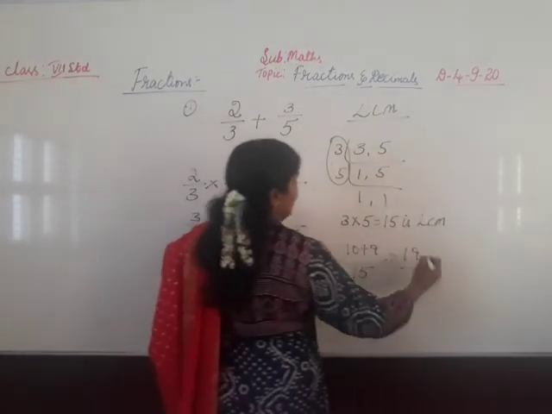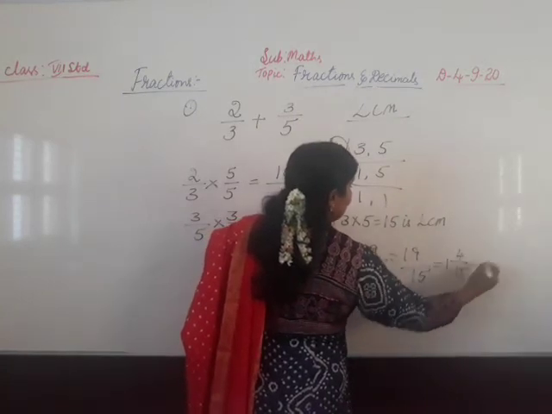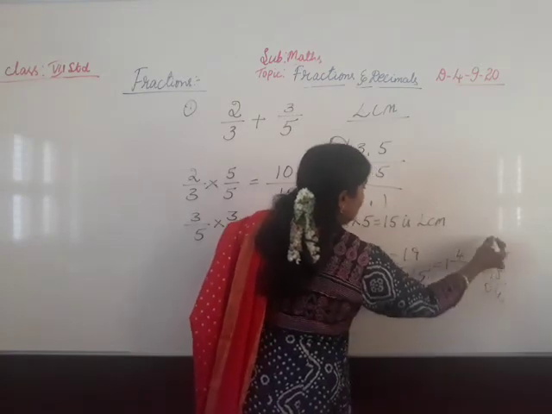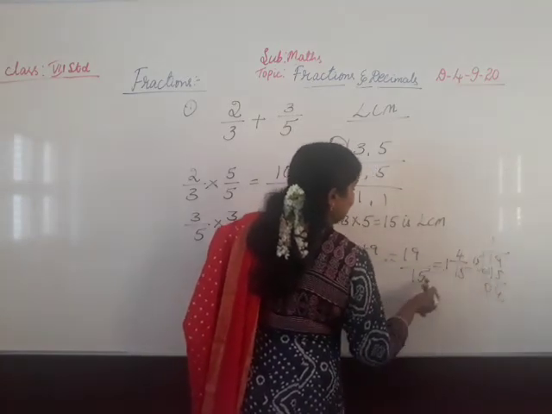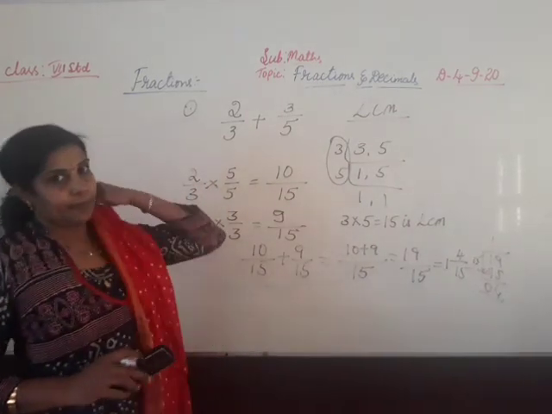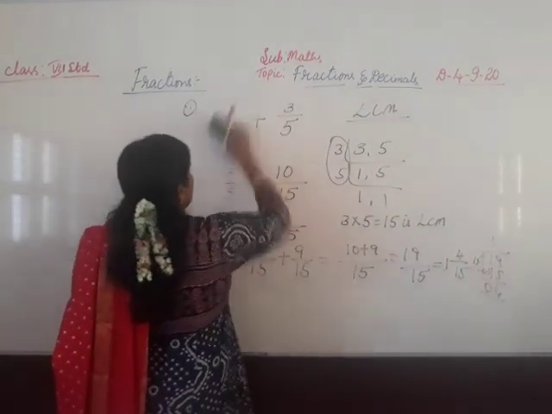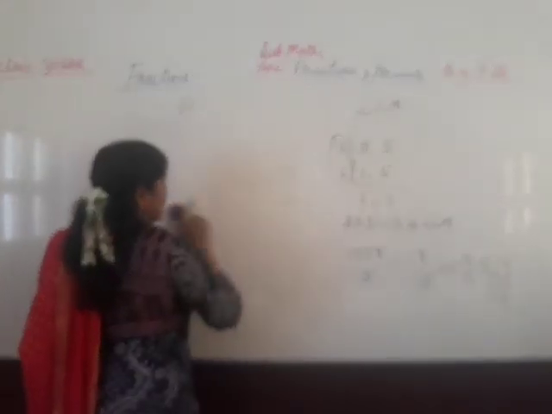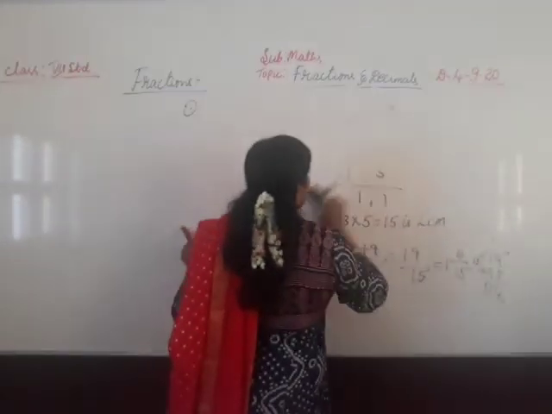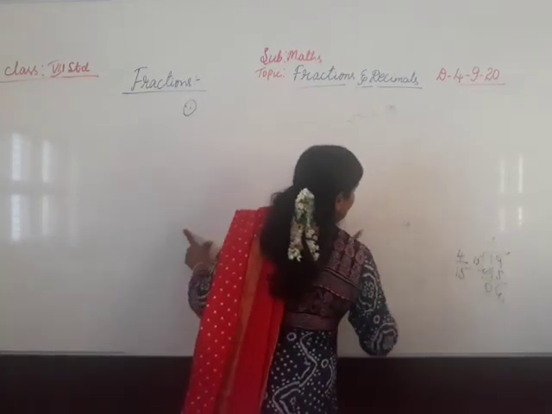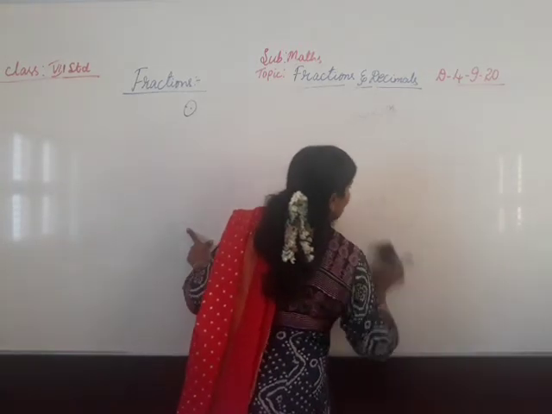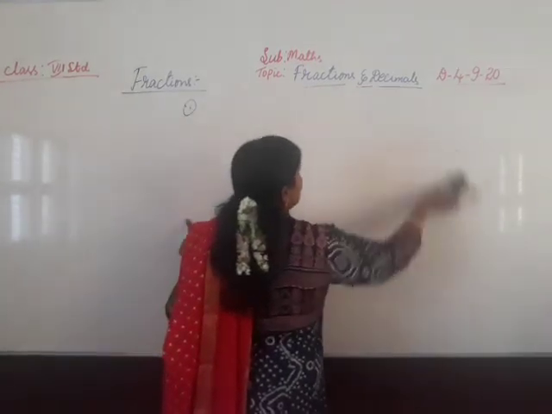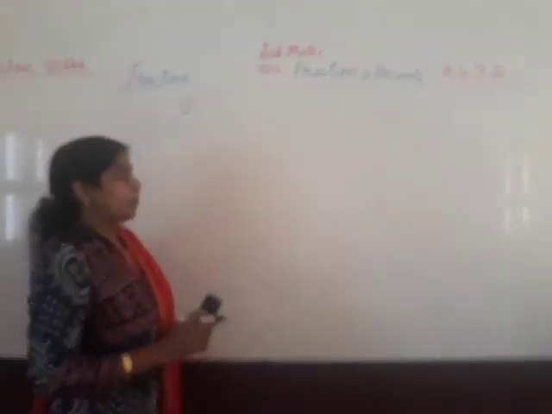Bring it to the mixed form, because you have to learn that. Divide 19 by 15: 15 ones are 15, remainder 4. The quotient goes in the whole number place, the remainder is the numerator, and the denominator stays as it is. So if denominators are not the same, we have to make them equal. How to equalize the denominators? We make them equal by taking the LCM.